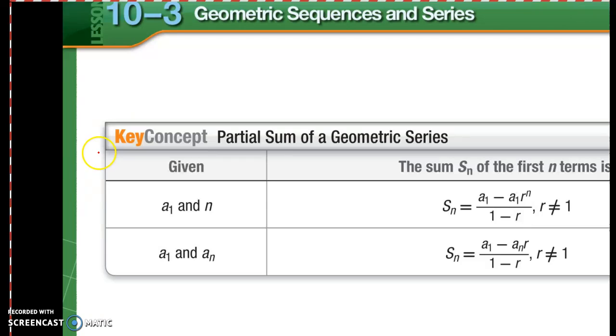So then that leads us to the last part where we're finding the sum. So here are two equations that we have. If I'm given the first term and the term numbers, the number of terms I'm adding together, this one works great. If I'm given the first and last, this works great.